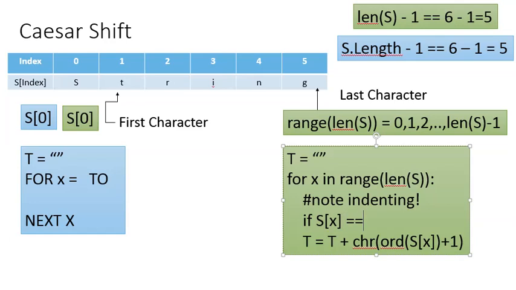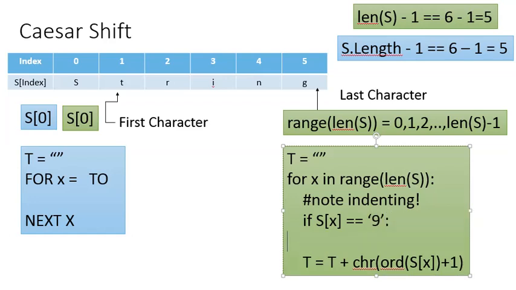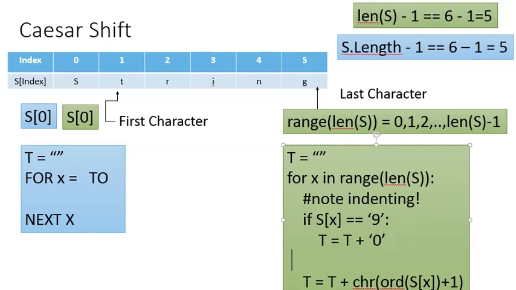The only thing I need to still do here is to say, if s at position x, because I'm right shifting it, is equal to one of my special cases. I'd have to do this for all three, but let's suppose I'm only dealing with the numbers in this case. So if it was equal to my last number, then instead of doing that shift, I would make t equal to t plus 0, so we get a wraparound.